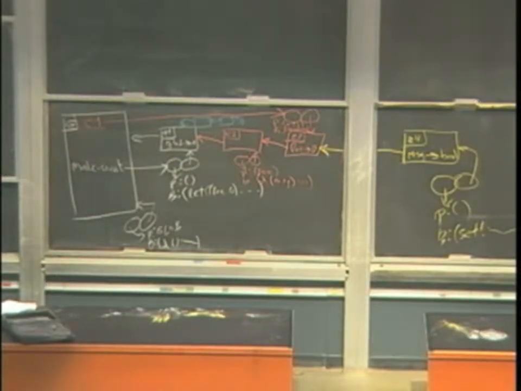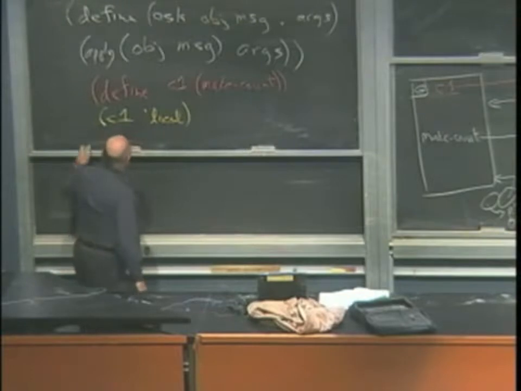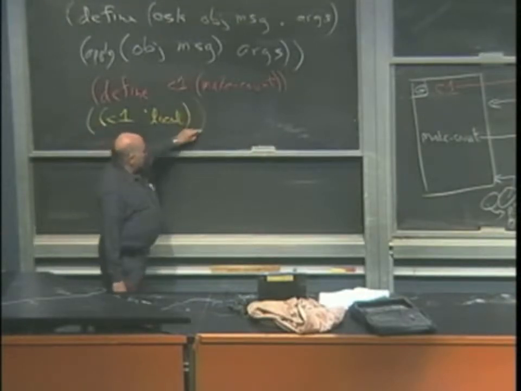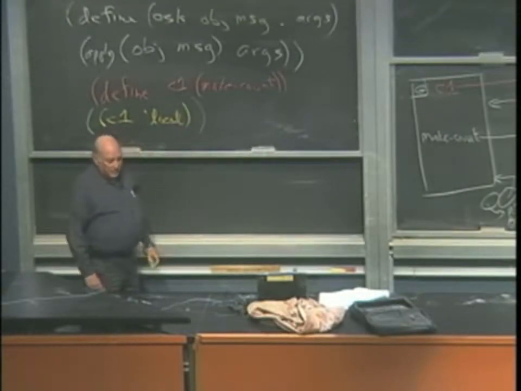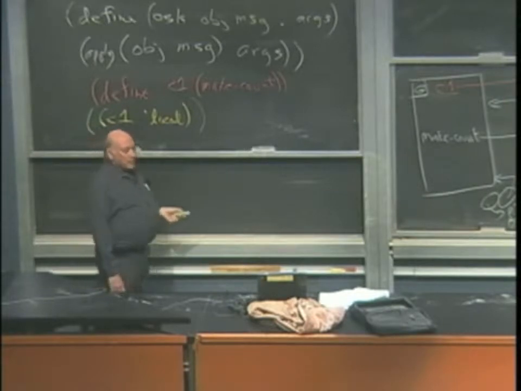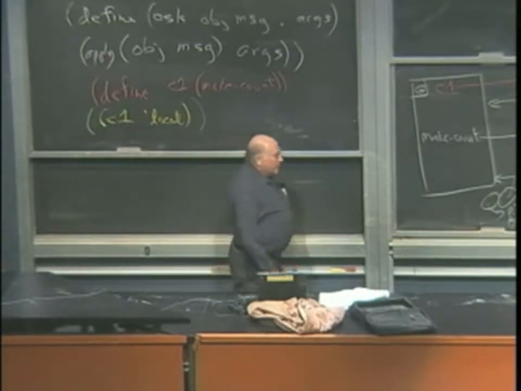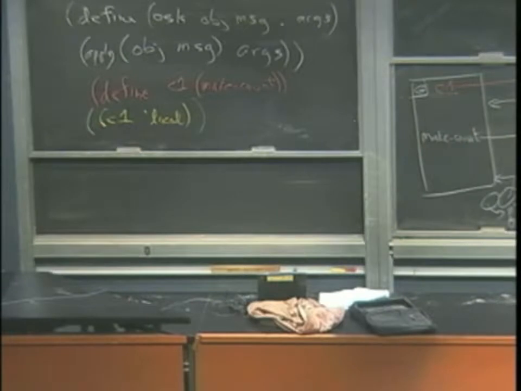But now, what we're really going to do, we're not going to type this to a Scheme prompt. We're going to type this. So we're actually going to invoke this method. Okay, here's the method. We're going to invoke it. How do we do that?